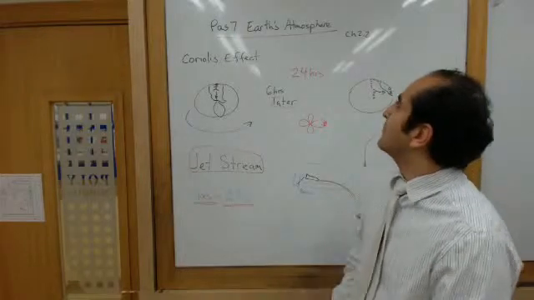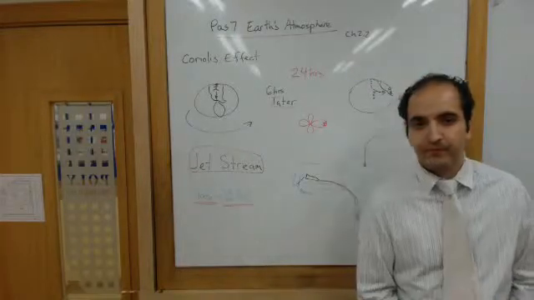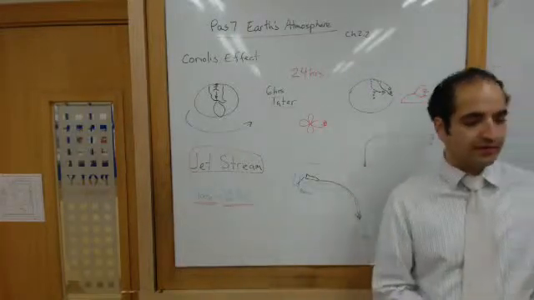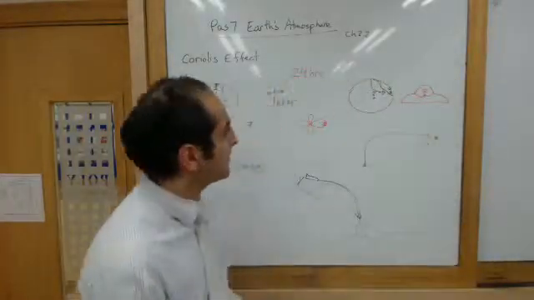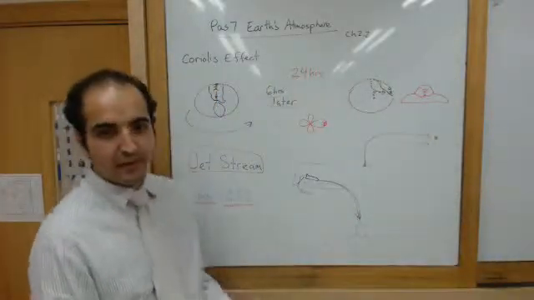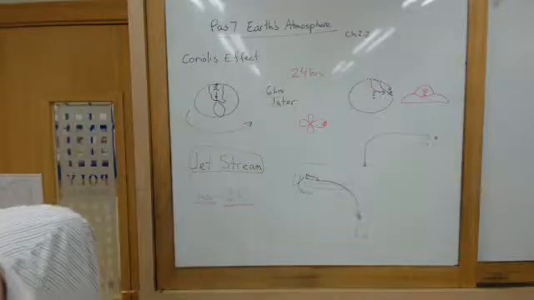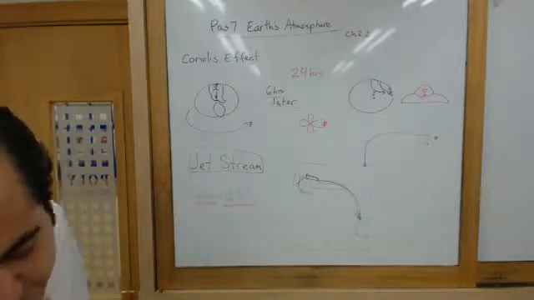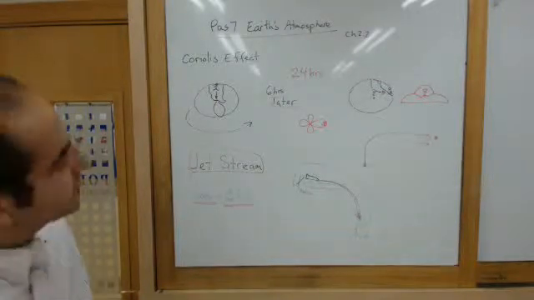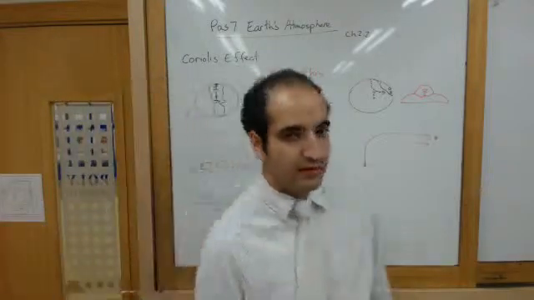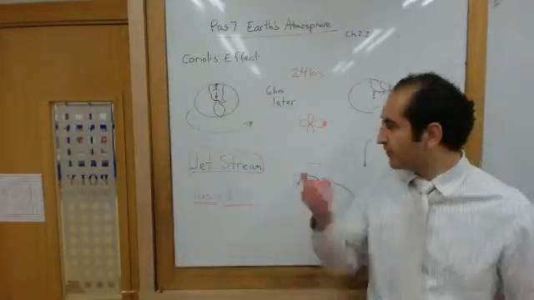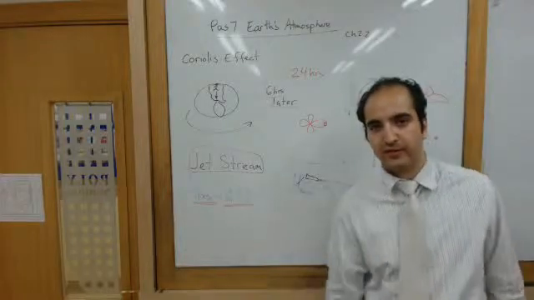This is for Past 7, Earth's Atmosphere, Chapter 2.2. There are three things that we should talk about. The first thing is the Coriolis effect. This is probably the hardest thing in the whole book. I know I say that a lot of times, but this is true. So I drew two examples to try to explain the Coriolis effect.